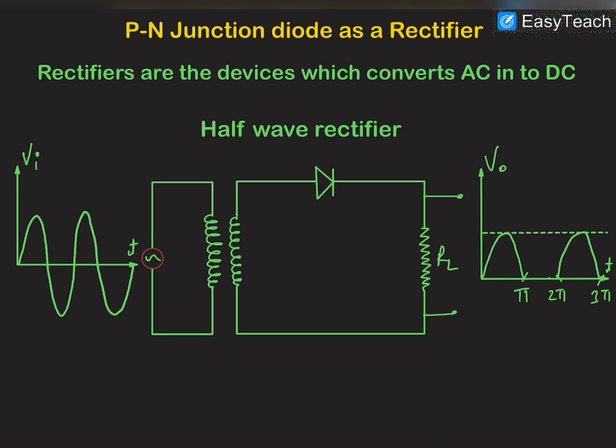In this video today, we are going to discuss the PN junction diode as a rectifier. Have you ever imagined that your mobile battery is a DC battery and you are charging it through AC, which is provided in the sockets of your home electricity?